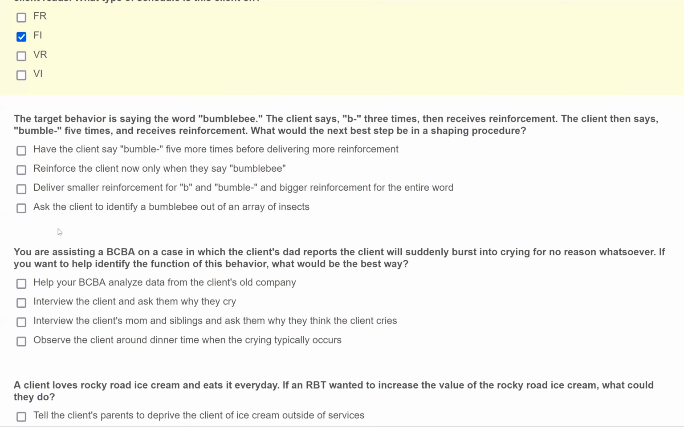And then D, asks the client to identify a bumblebee out of an array of insects. We're not dealing with receptive instruction here. We're not dealing with discrimination. We're dealing with this verbal behavior of saying bumblebee, shaping this word verbally. We're not worried right now about them being able to identify a bee out of an array of insects. It's irrelevant to what we're trying to accomplish. Therefore, what is the next best step in our shaping procedure? It's going to be reinforce the client now only when they say bumblebee. We're trying to reach our terminal behavior.